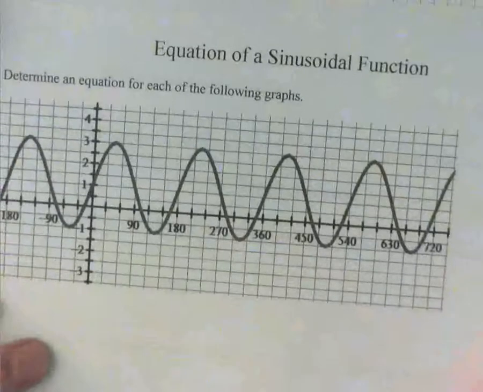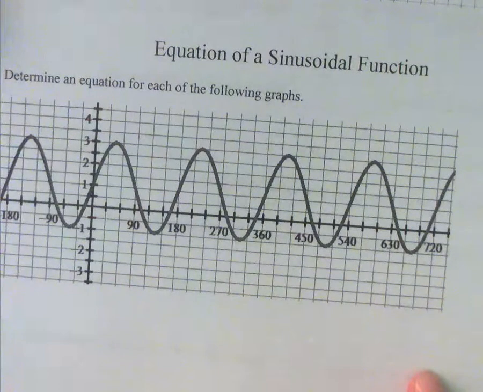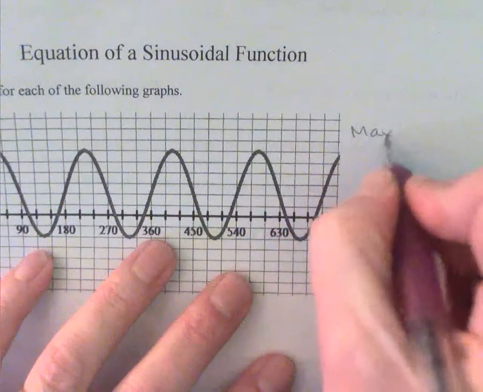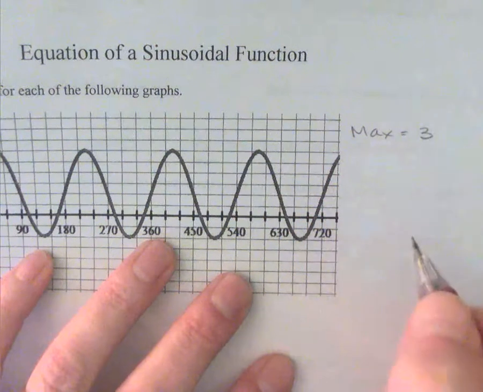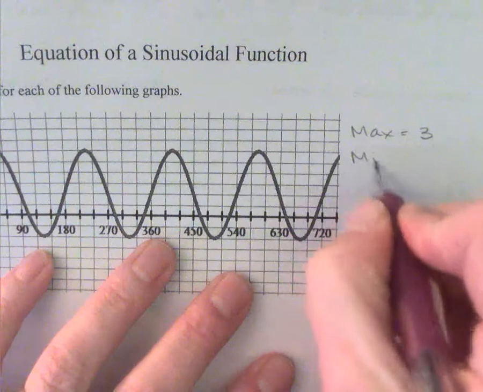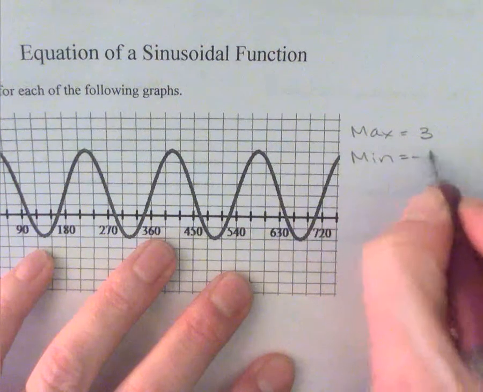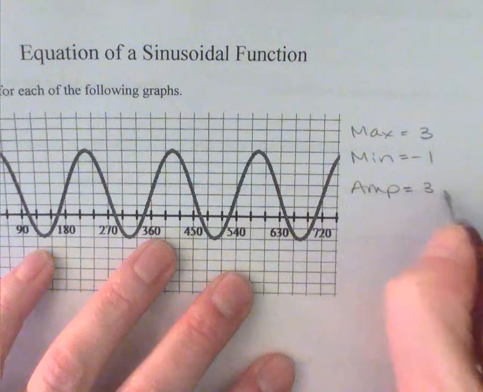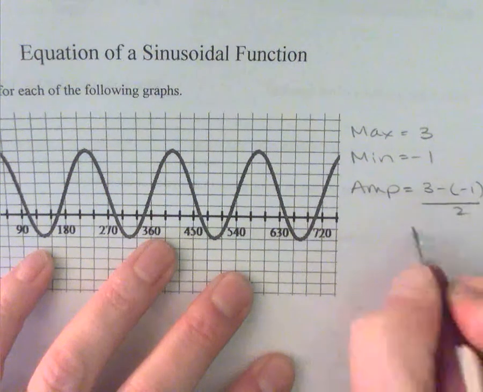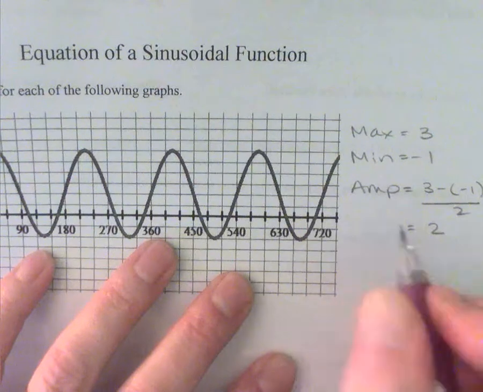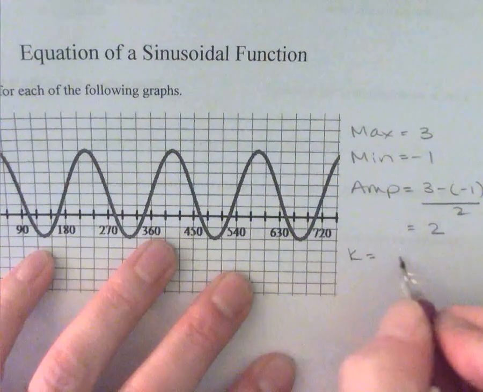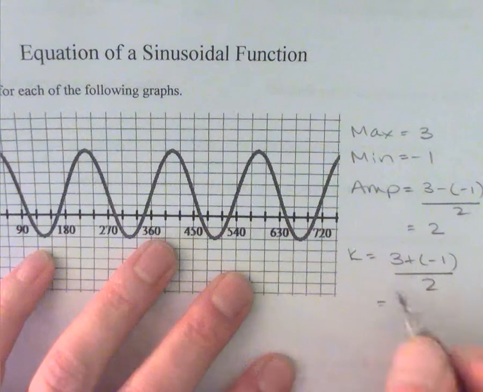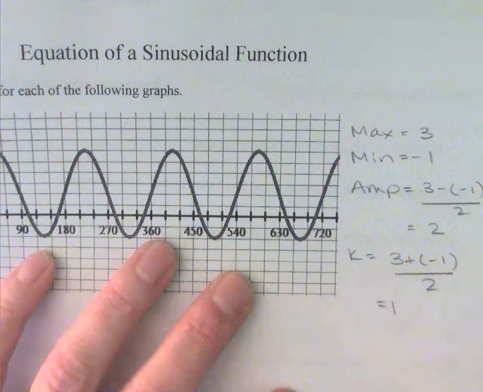Okay, so I want to do the equation of this graph. So step 1, what is the maximum? The maximum is 3. And the minimum is minus 1. So the amplitude is the maximum minus the minimum divided by 2. So the amplitude is 2. The k value is the maximum plus the minimum divided by 2. And so the k value is 1.